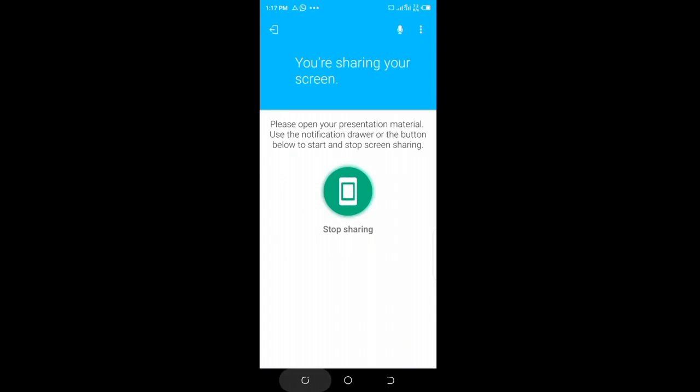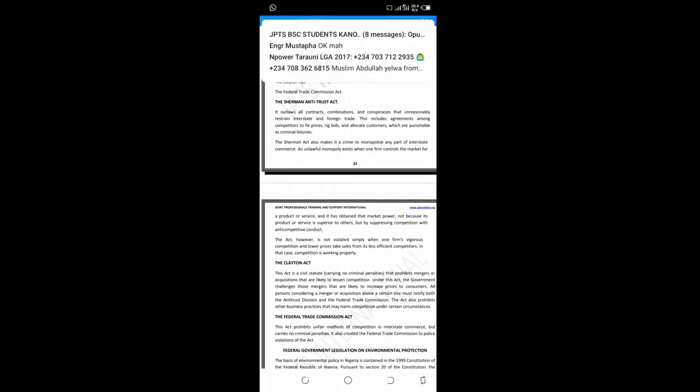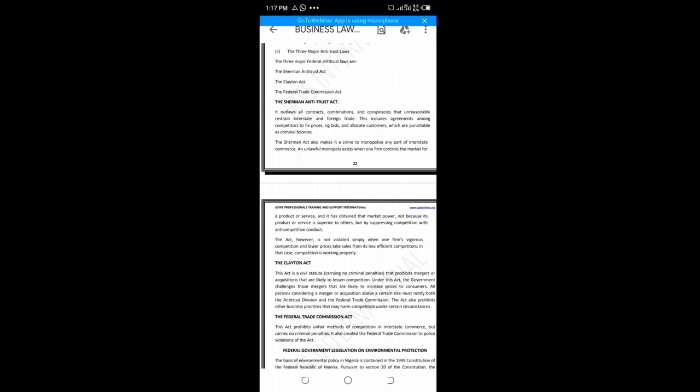We are still on the Sherman Act. We talk about restraint of interstate and foreign trade and conspiracy. It is based on agreements among competitors, such as fixing prices, rigging bids, and allocating customers, which are punishable as criminal felonies. But the Clayton Act carries no criminal penalties.